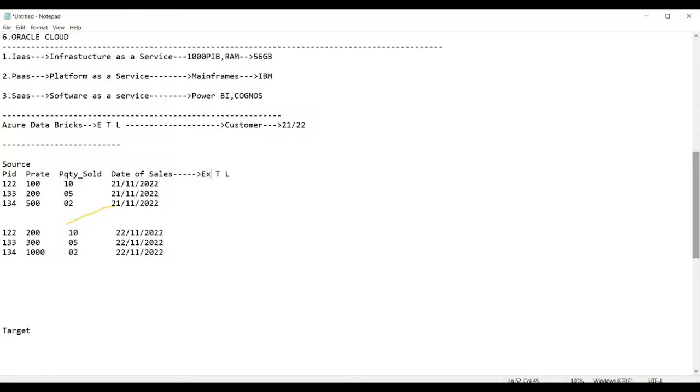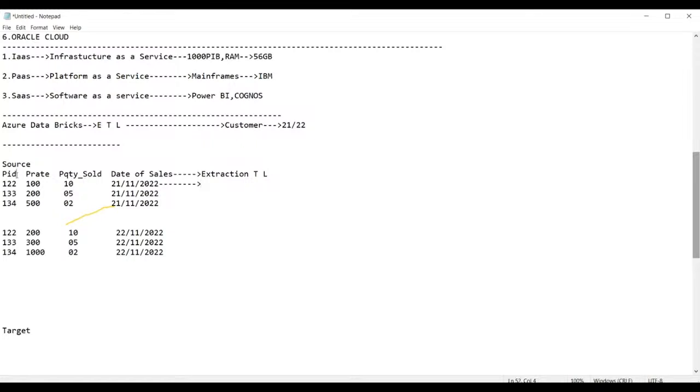ETL stands for what? Extraction. Let us see how the extraction is done here. The first process of extraction is where you have to pick up.